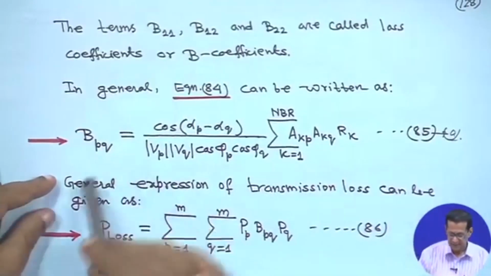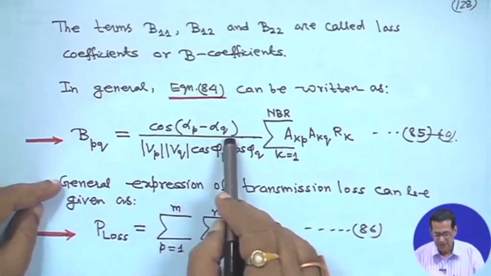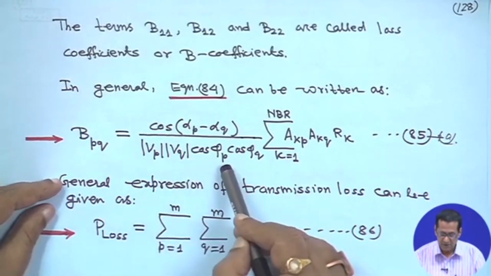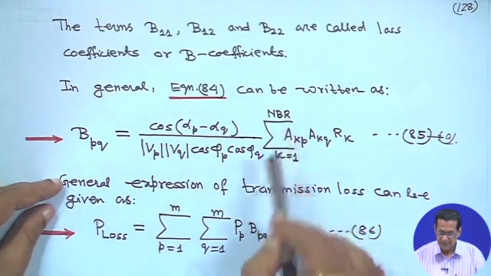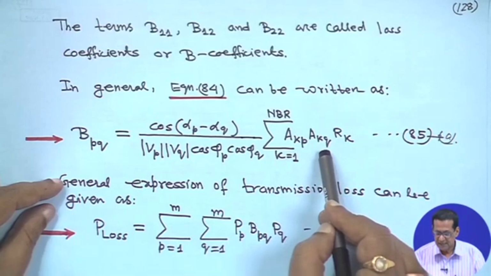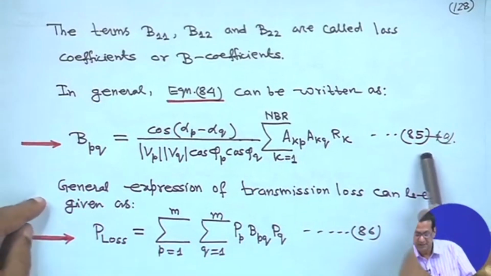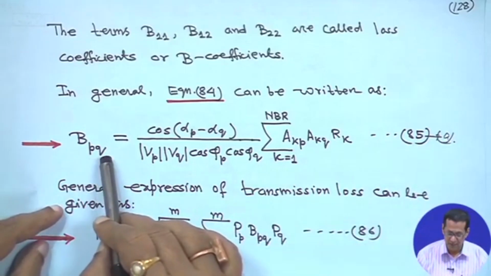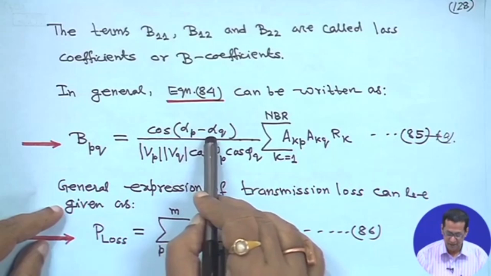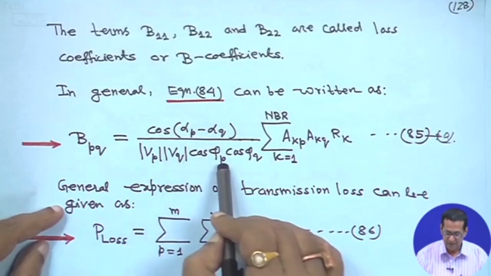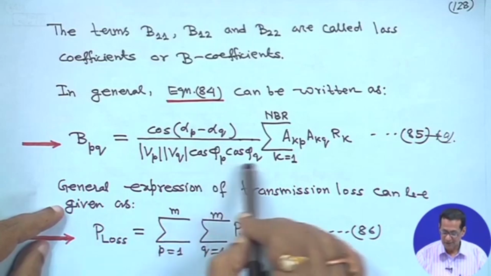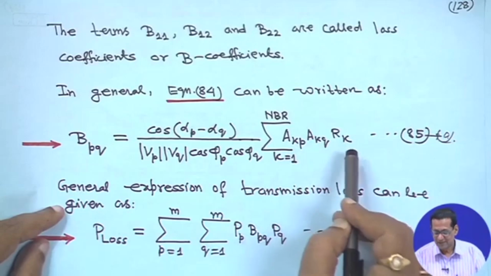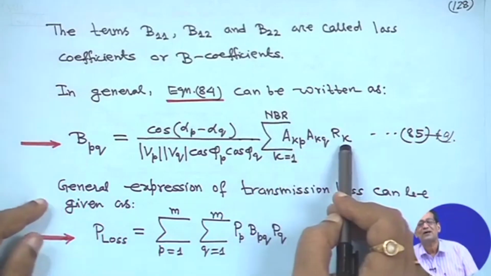in general it can be written that BPQ is equal to cosine of (alpha p minus alpha q) divided by VP VQ cos phi p cos phi q, summation over k equal to 1 to NBR of AKP AKQ RK. This is equation 85, right. That means, if you put p equal to 1, q equal to 1, you will find it is cos 0, and it will be V1 square and cos square phi 1, and automatically you will get A k1 square into RK, k equal to 1 to NBR, right.